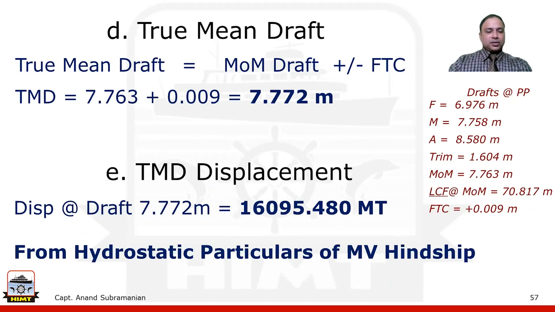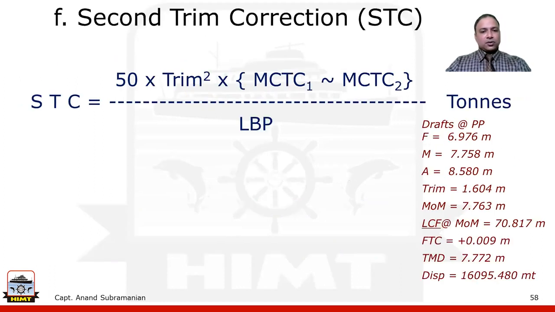Now the displacement for this true mean draft, the displacement in salt water, that is, because it's being obtained from the hydrostatic particulars, which is meant for salt water, that is 16095.480. So now we have the true mean draft displacement for the salt water. Now we come to the second trim correction.